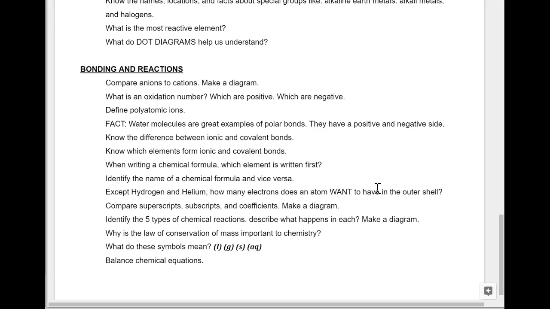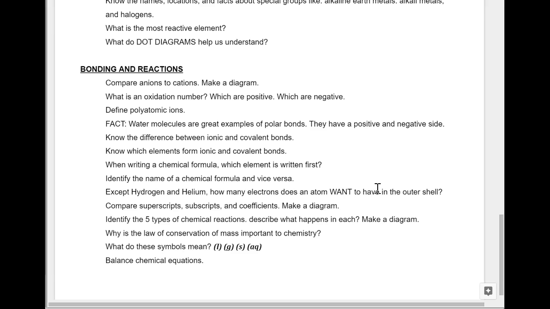Water molecules are great examples of polar bonds. They have a positive side and a negative side. So if you look at how a water molecule is structured, it looks like Mickey Mouse. The ears are the hydrogens and the little face is the oxygen. The oxygen has the electrons much more than the hydrogens, so it tends to have a negative charge. The two hydrogens tend to give up that electron more often than they have it, so they tend to be more positive. So we have a positive side and a negative side, and that makes it polar.